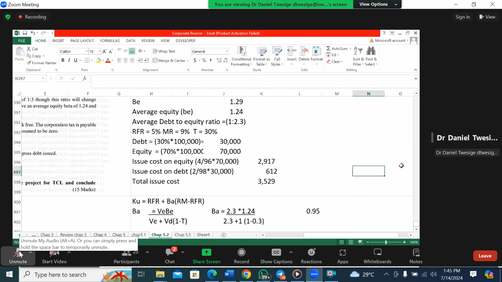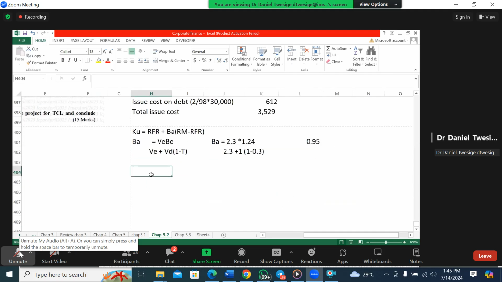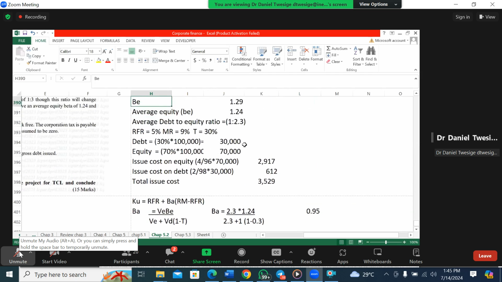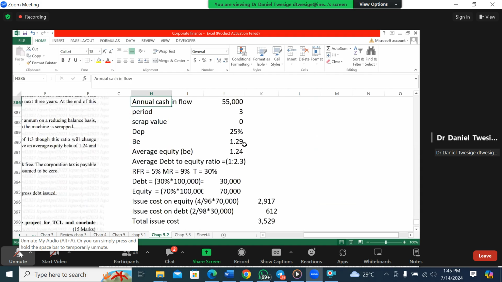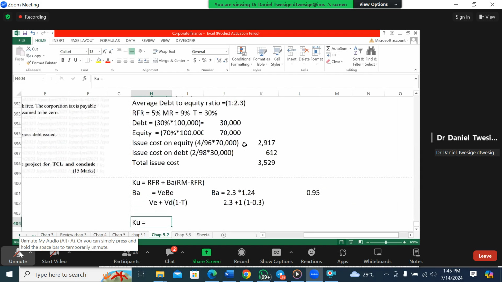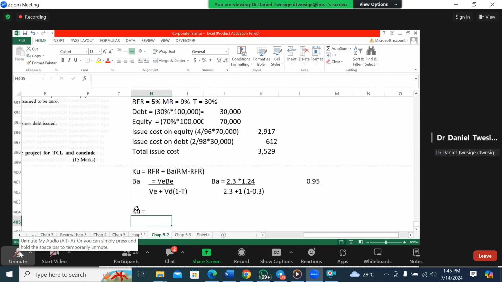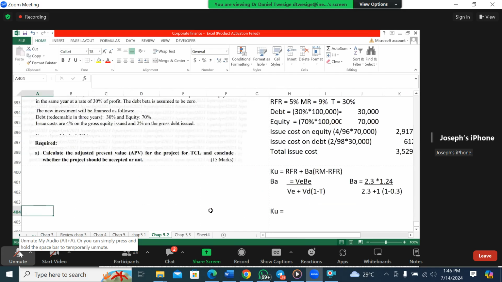So now since I have the asset beta, I think I can get my cost of ungeared. The cost of ungeared will be equal to our risk-free rate, which is what from our summary? 5%, and they have a 9% market return. Is it true? Did I copy well? Is it correct? Risk-free rate is 5, market return is 9.